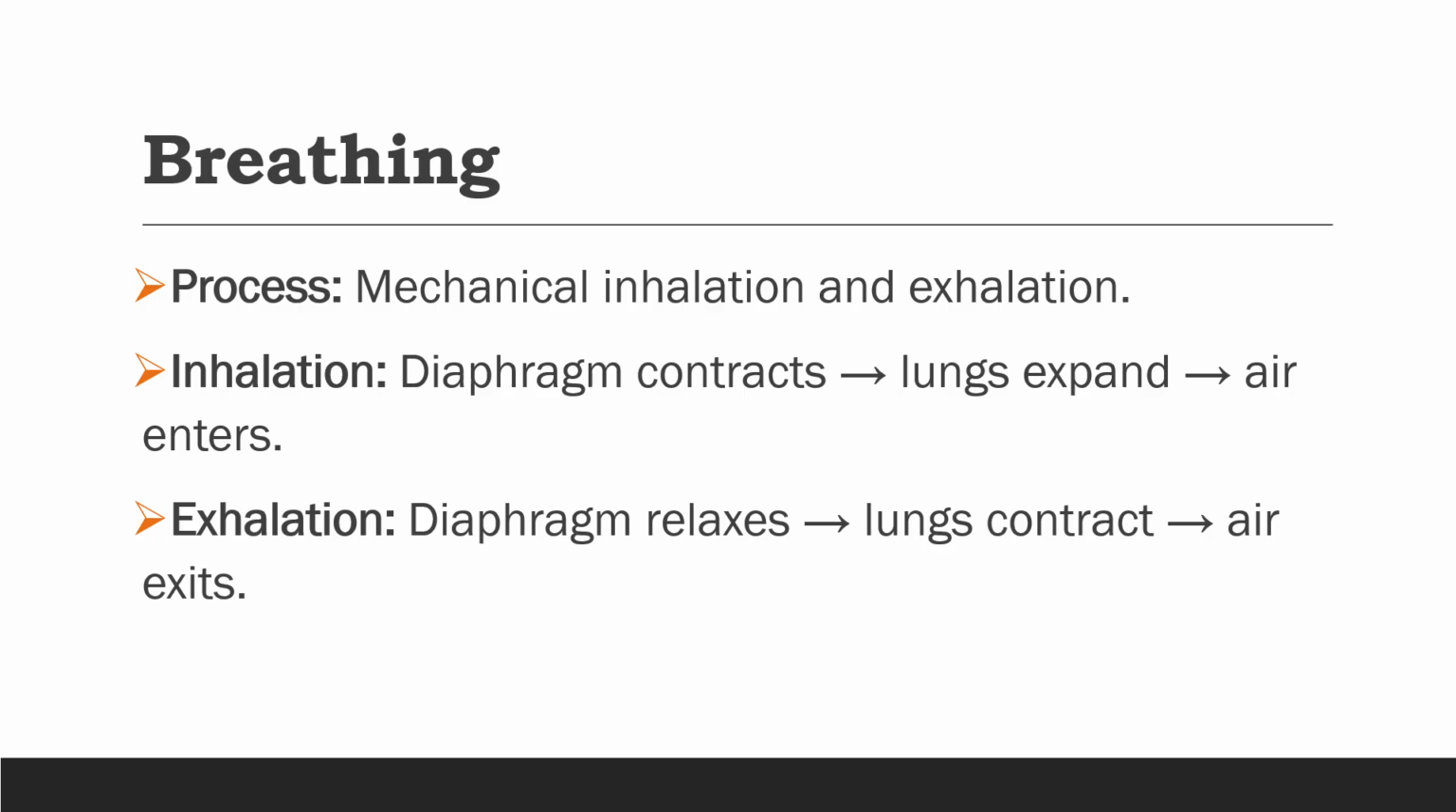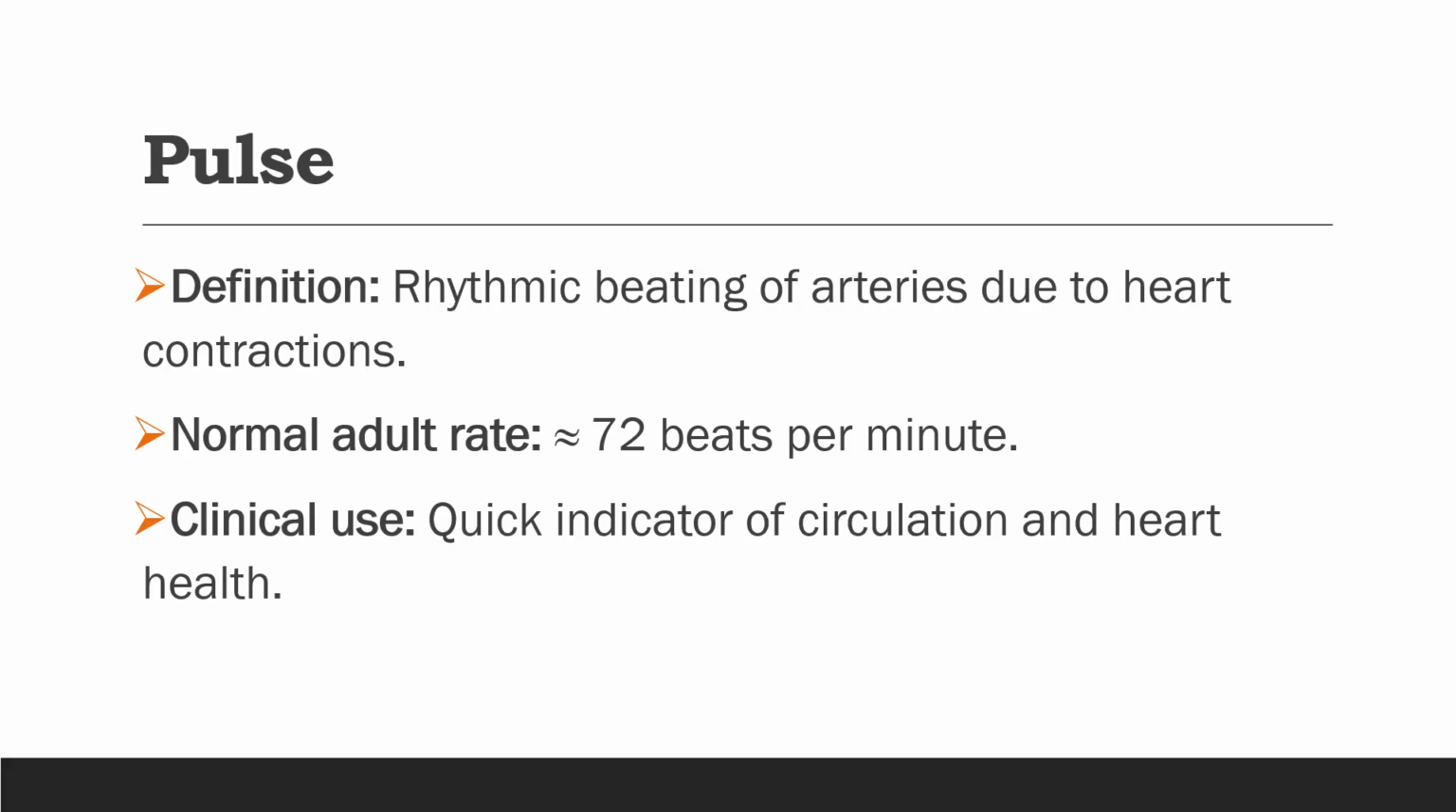Breathing: it is the mechanical inhalation and exhalation. Inhalation: the diaphragm contracts, lungs expand, air enters. Exhalation: diaphragm relaxes, lungs contract, and air exits. Pulse: it is the rhythmic beating of arteries due to heart contractions. Normal adult pulse rate is approximately 72 beats per minute. Clinical use: quick indicator of circulation and heart health.